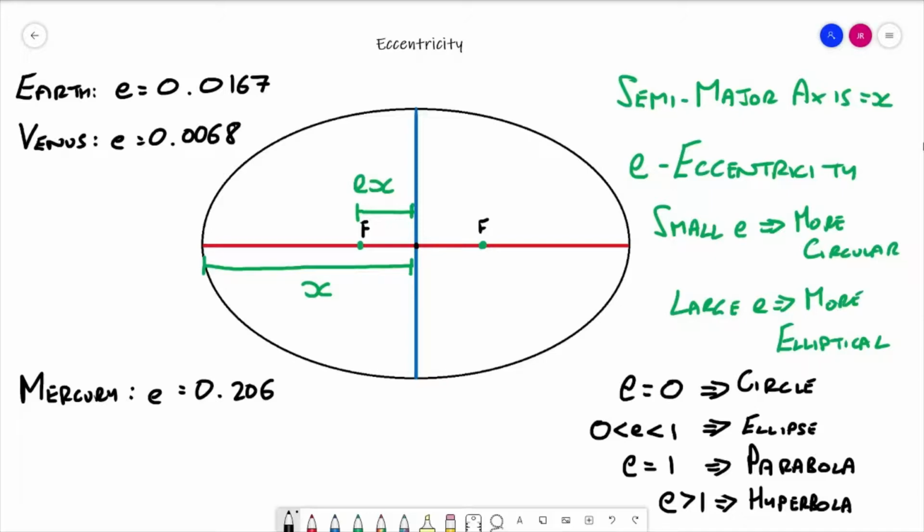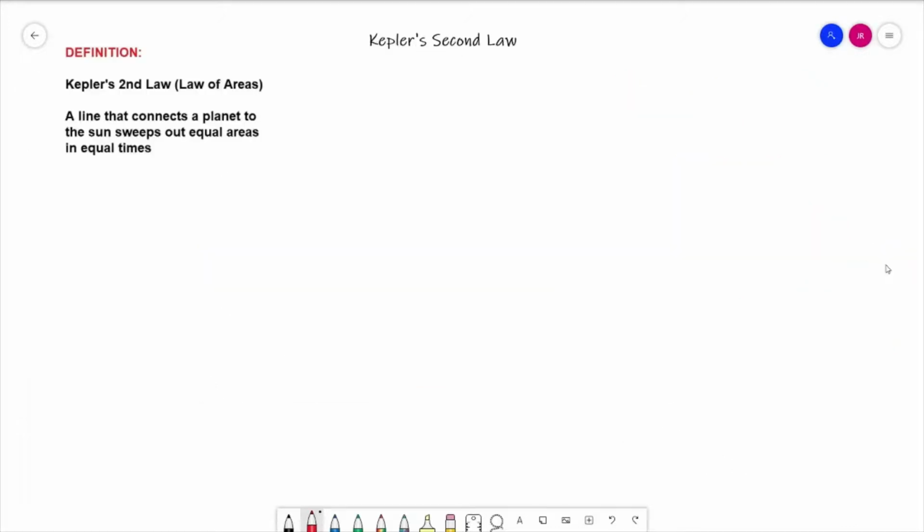So that's Kepler's first law then. All planets move in elliptical orbits with the Sun at one focus. So the last thing that we just need to do is to say that we've got 2 foci, and for each planet, the Sun will sit at one of those foci. Next then is Kepler's second law, also known as the law of areas, and it states that a line that connects a planet to the Sun sweeps out equal areas in equal times.